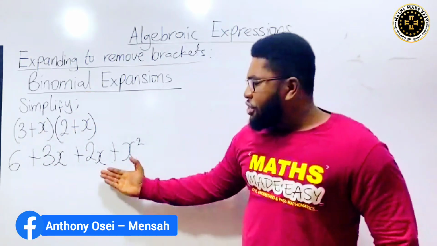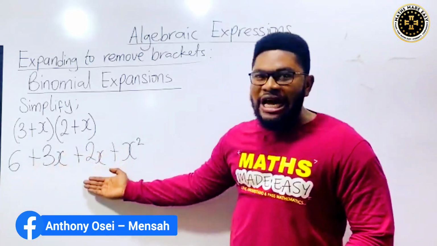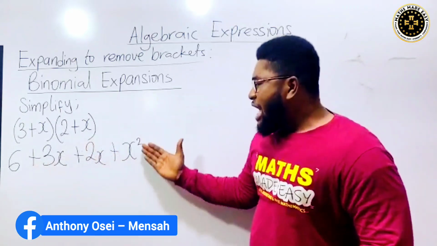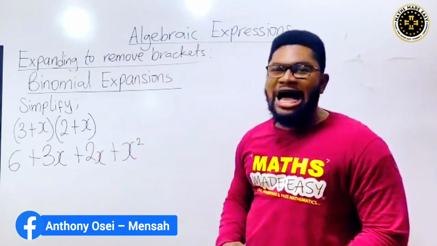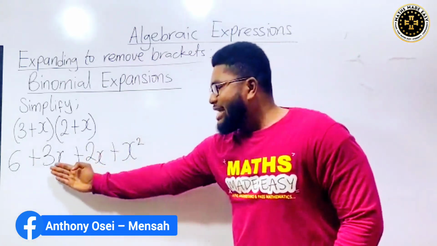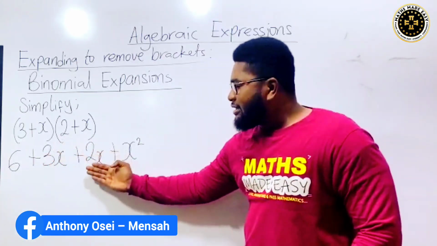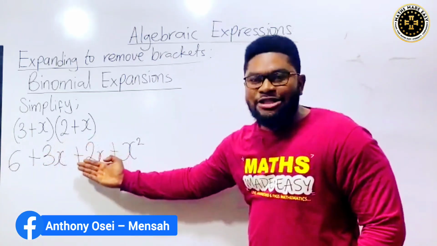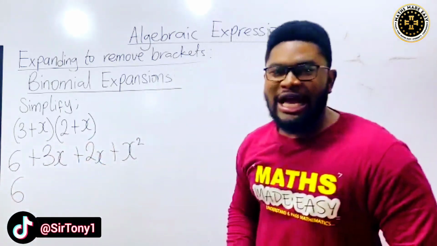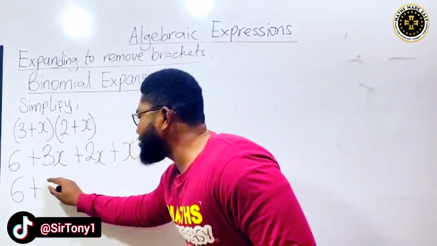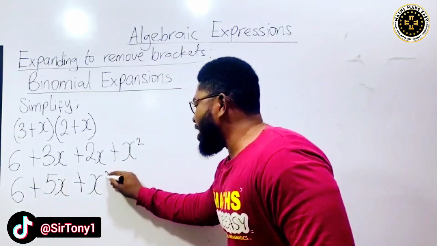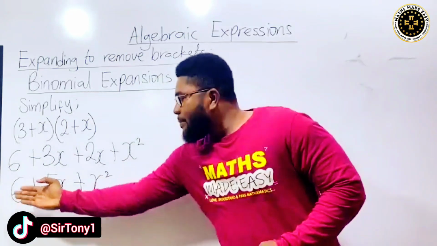At this stage, you will check for like terms, and automatically like terms have been grouped. 3x and 2x are like terms. They are not like terms with x squared because their powers are not the same. Even though they have the same variables, their powers are different. So the only like terms that we have will be 3x and 2x. 3x plus 2x will give us 5x. So we write the whole thing as 6 plus 5x plus x squared.